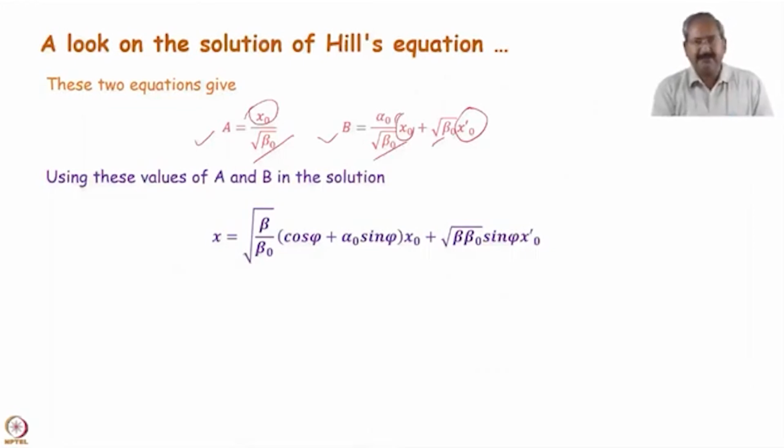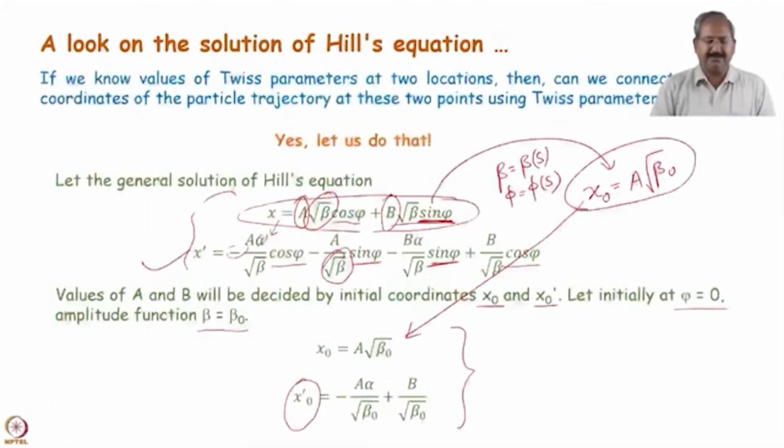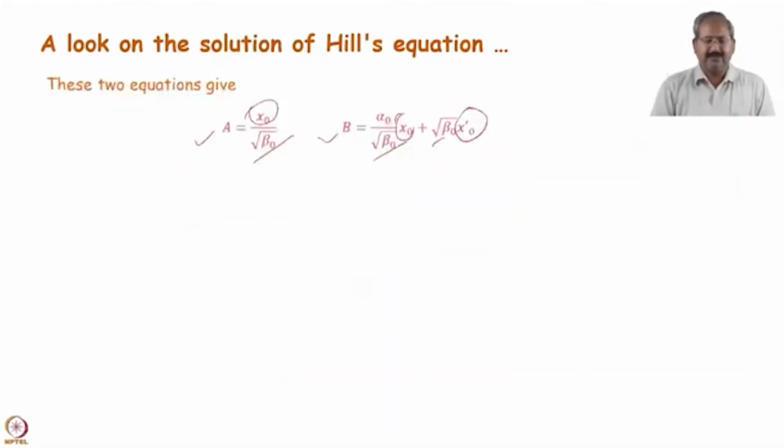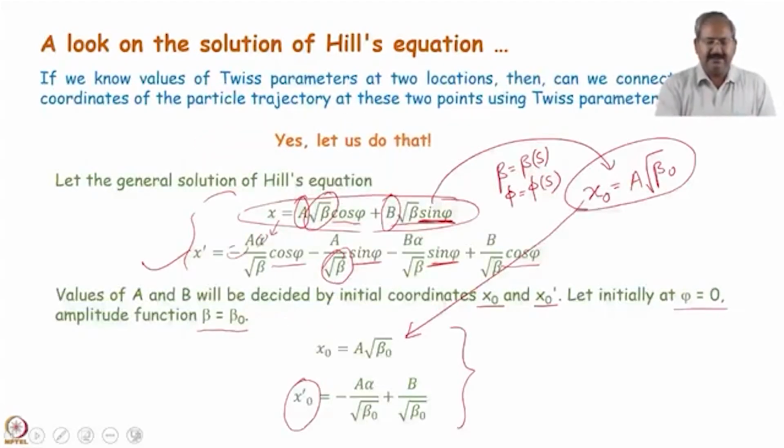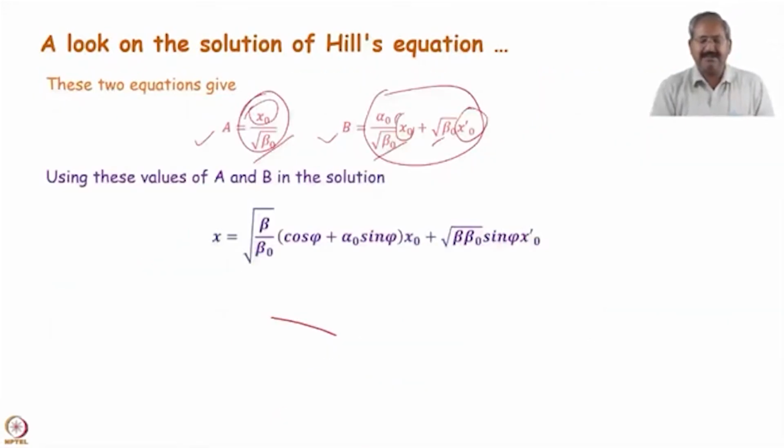After a little bit of algebra, when we put the values of A and B in this equation and arrange the terms together of x0 and x0 prime, you will get x is equal to root beta upon beta 0 (cos phi plus alpha 0 sin phi), and the coefficient of x prime 0 will be root beta beta 0 sin phi.